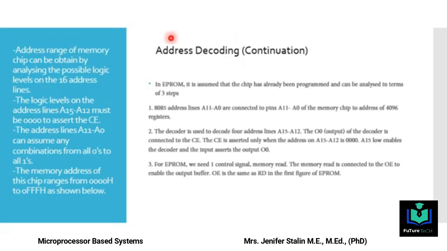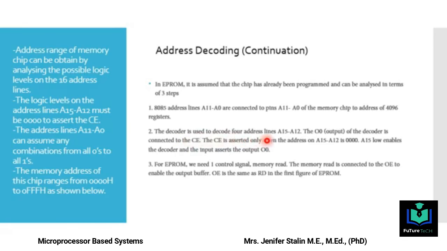For the address decoding, I have set an example which is seen in the next slide. In EEPROM, it is assumed that the chip has already been programmed, and it can be analyzed in terms of 3 steps. It is programmed by UV rays, that you know. The 8085 address lines from A0 to A11 are connected to the pins A0 to A11 of the memory chip, the EEPROM, to address 4096 registers.